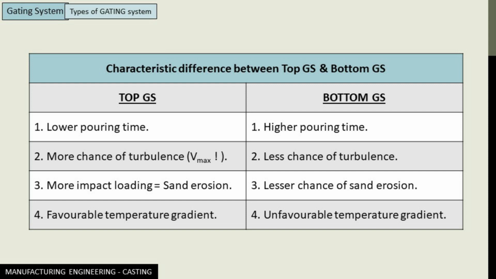In case of top gating system, there is more impact loading. That means sand erosion will increase. However, in bottom gating system, there is a lesser chance of sand erosion, which is again due to lesser velocity. And then in top gating system, temperature gradient is favorably maintained. However, in bottom gating system, temperature gradient is unfavorable.